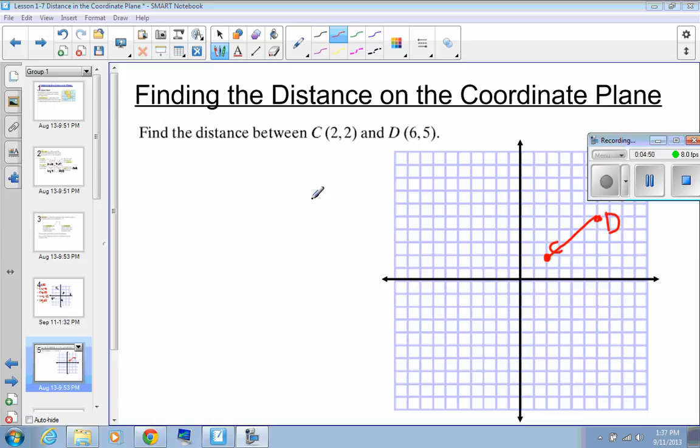So now we connected our points C and D. Notice you can draw a right triangle by drawing a vertical segment down from D and a horizontal segment from C. And they're going to intersect at a point.